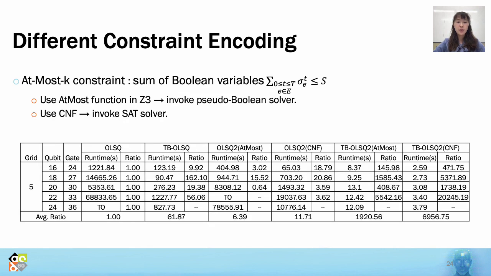In addition to variables, we can use different strategies to encode the cardinality constraint. If we directly use the at-most function in Z3, it will invoke the pseudo-Boolean solver. But if we use CNF to encode, we can invoke a SAT solver. This table shows the runtime of using the two encoding schemes. Here, using CNF outperforms using the at-most function in all cases.